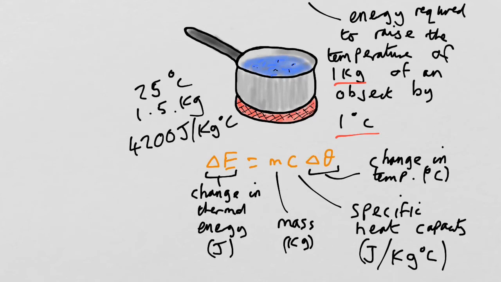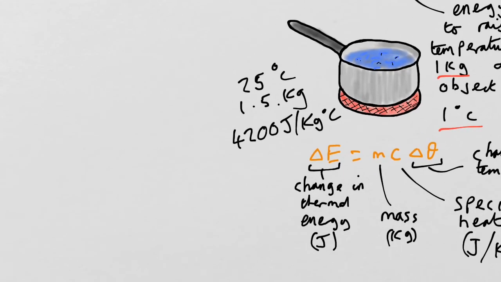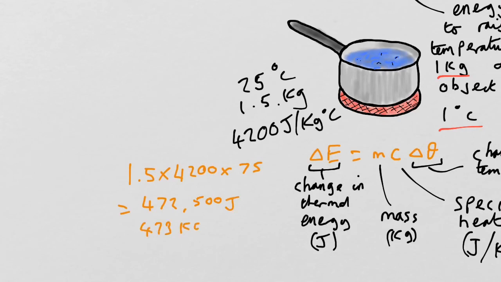Now if we wanted to work out the amount of energy we need to transfer to raise its temperature from 25 degrees to the boiling point of water, which is 100 degrees, what do we do in this case? Well, we have to take the mass, which is 1.5, times it by the specific heat capacity of water, 4,200, and multiply it by the temperature change. So if we're taking it from 25 up to 100, then the temperature change is 75 degrees. Multiplying all of those numbers together, you get 472,500 joules, or 473 kilojoules. So a huge amount of energy, really.